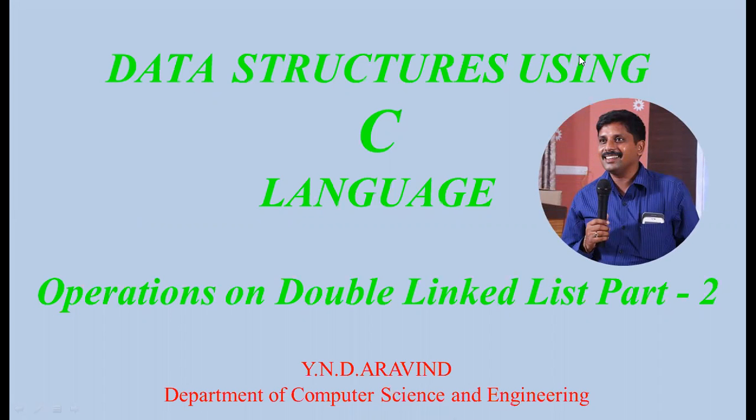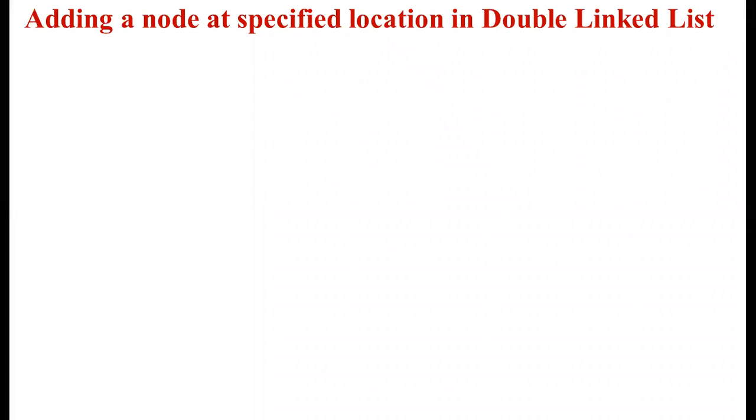In the last session, we have discussed some of the operations on the double linked list, like how to append an element in the double linked list, how to add a node at the beginning of the linked list, and how to find the length of the list and how to display the elements in the double linked list. Now in this video, let us discuss how to add a new node after a specified location.